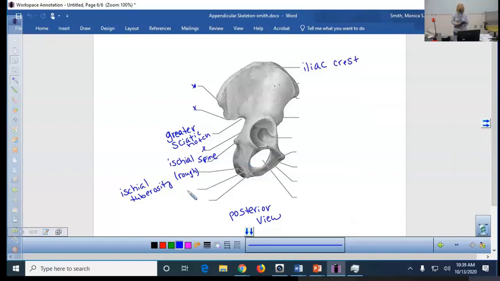This is just pointing to the bone itself, and I would actually tell you to name the bone itself. So what bone are we on in the back area here? This is the ischium. So again, learn the bones first. And this is pointing to the hole, and so this is that obturator foramen.